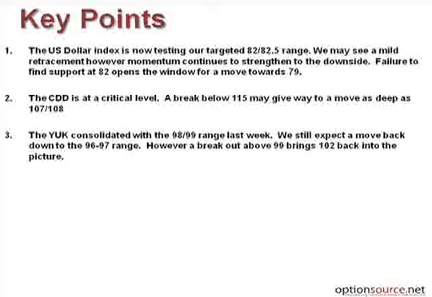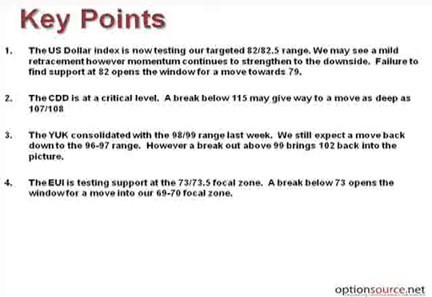The YUK consolidated within the 98.99 range last week. We still expect to move back down to that 96.97 range. However, a breakout above 99 brings 102 back into the picture. The EUI is testing support at the 73.5 focal zone. A break below 73 opens the window for a move into our 69.70 focal zone.